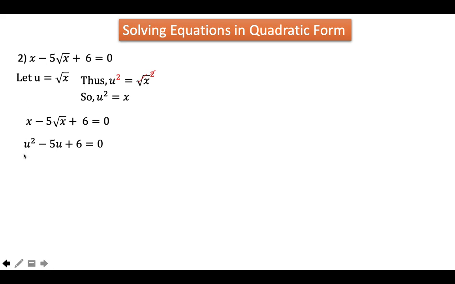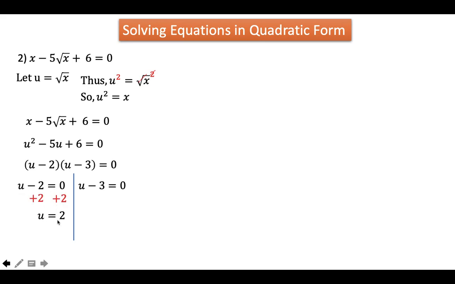And we can now use our skills in solving quadratic equations. So we can factor this into quantity u minus 2 times quantity u minus 3. Then write down equals 0. Equate each of these binomials to 0. Then let's solve this u minus 2 equals 0 by adding 2 to both sides. u is left, 0 plus 2 is 2.